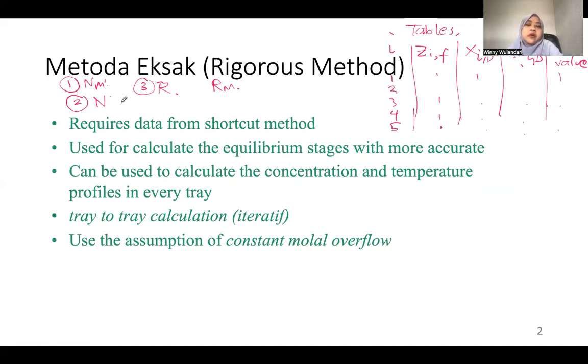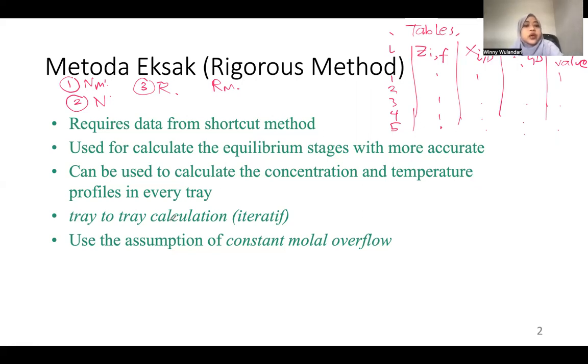So now we want to have a more rigorous method or the exact method where we want to predict the equilibrium stages, how many stages that we need in the exact one. The first one for the exact method, it will require data from the shortcut method, which is the N, the reflux, and also the Nm and so on. And then it can be used to calculate the equilibrium stages with more accuracy and can be used to calculate the concentration and temperature profiles in every tray. If you remember, in binary distillation, you can get the temperature and concentration in each stage. So we want to get that as well.